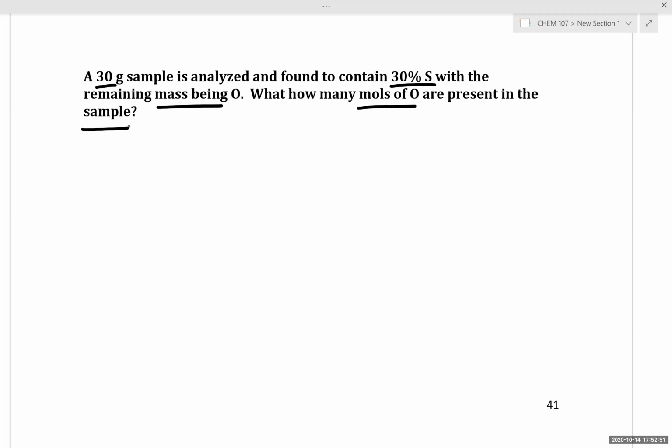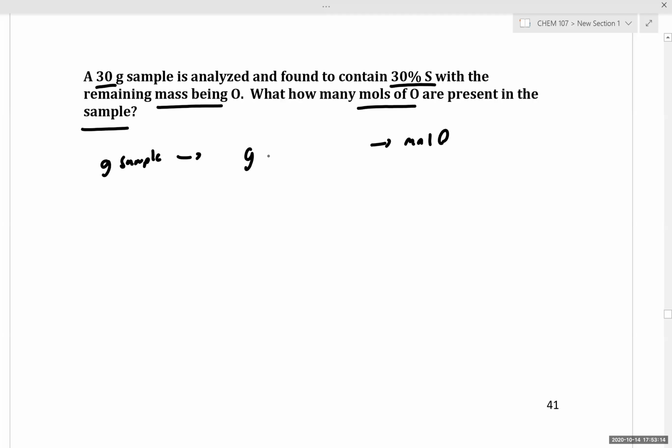I see a large number of the class has responded in the chat. Thank you for doing so. We're now going to discuss this example. So in this case, we're given the mass of our sample. So we're given the grams of our sample. And we're asked to calculate the moles of oxygen.